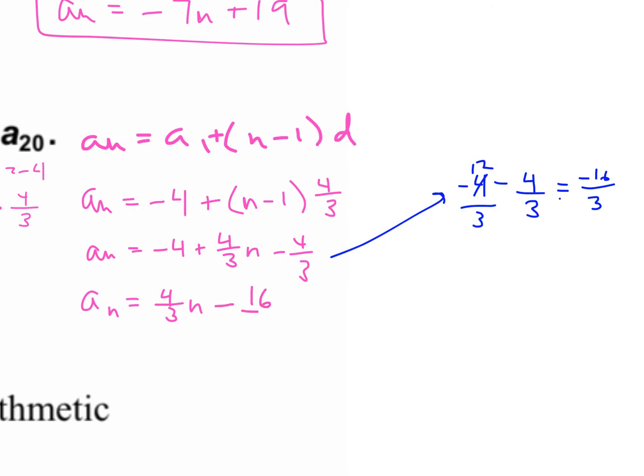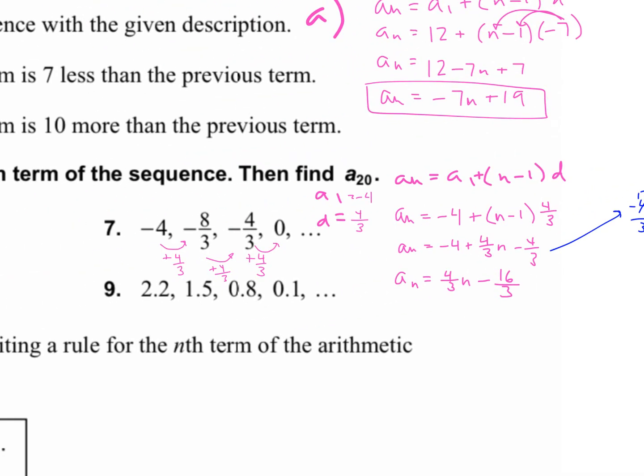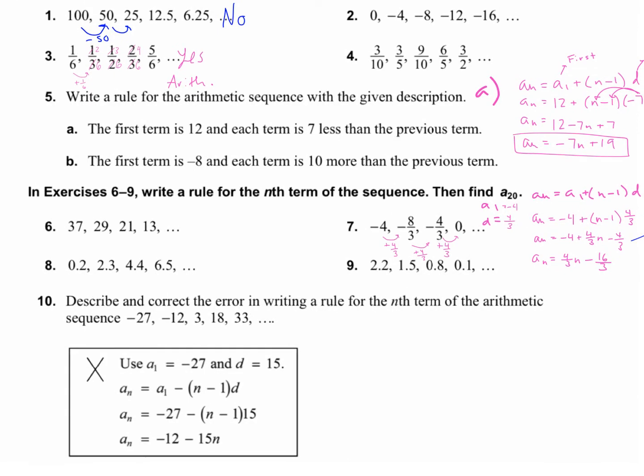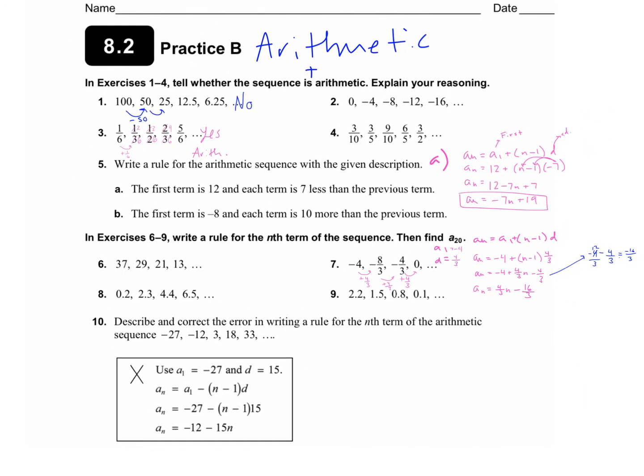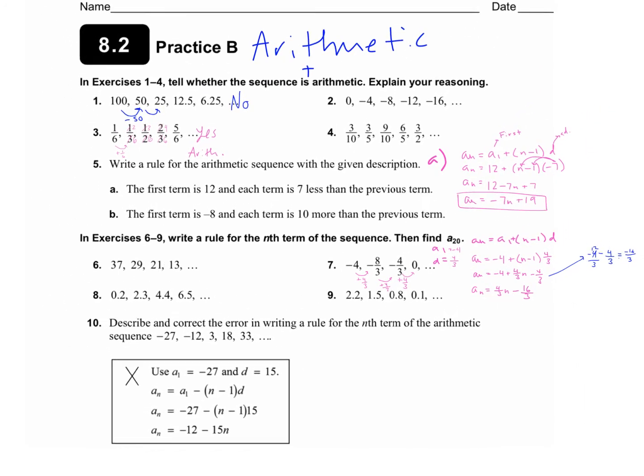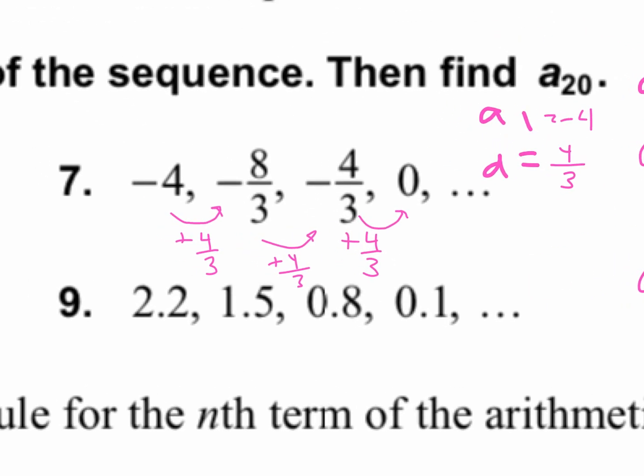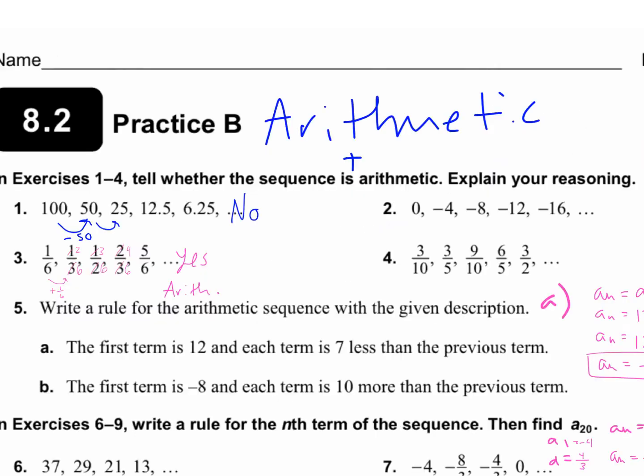minus 16/3. How did you know this one was arithmetic? We know that it's arithmetic because it's in the arithmetic section, but it's also that we're adding to get from one term to the next. We're not multiplying. On like the test, will it say like arithmetic?